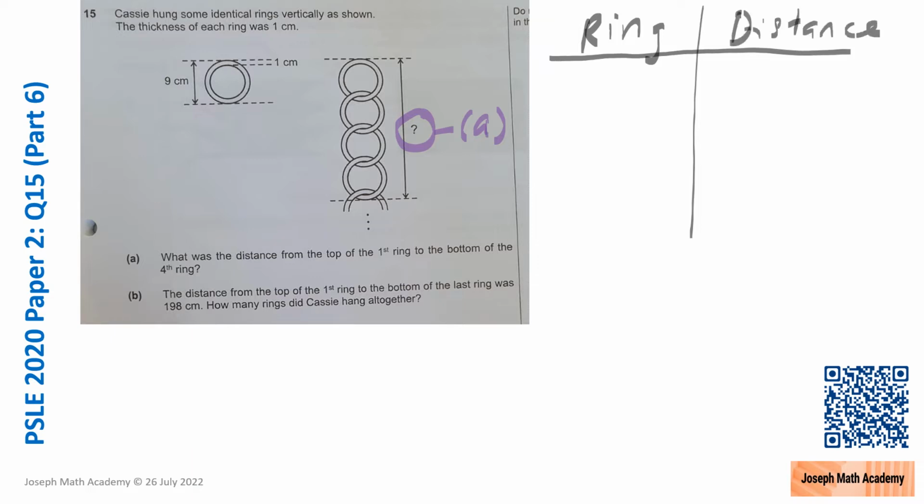Now, I want to solve this question by using tabulation involving number pattern. So I created a table with two columns. The first column, I call it number of rings. The second column, I call it the distance from the top of the first ring to the next ring. Now let's tabulate. If we have one ring, we have 9 cm as indicated in the first picture here.